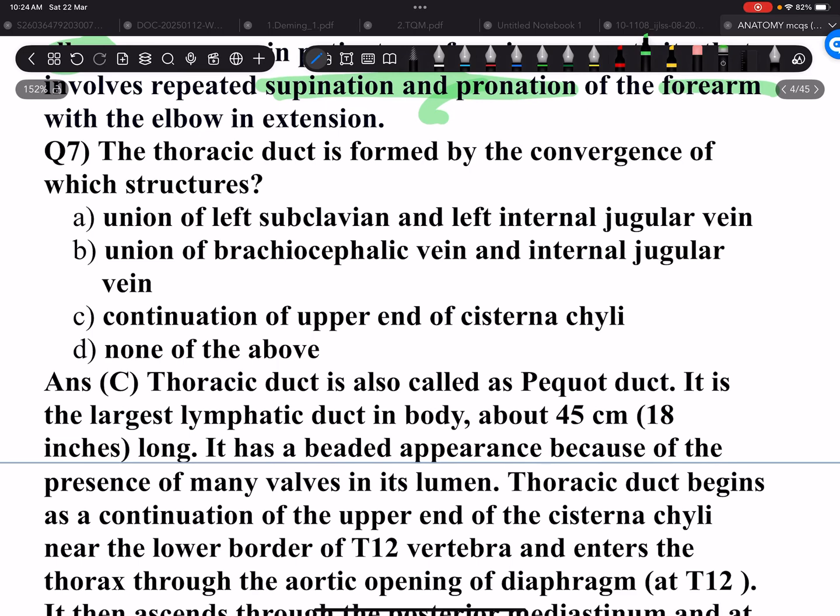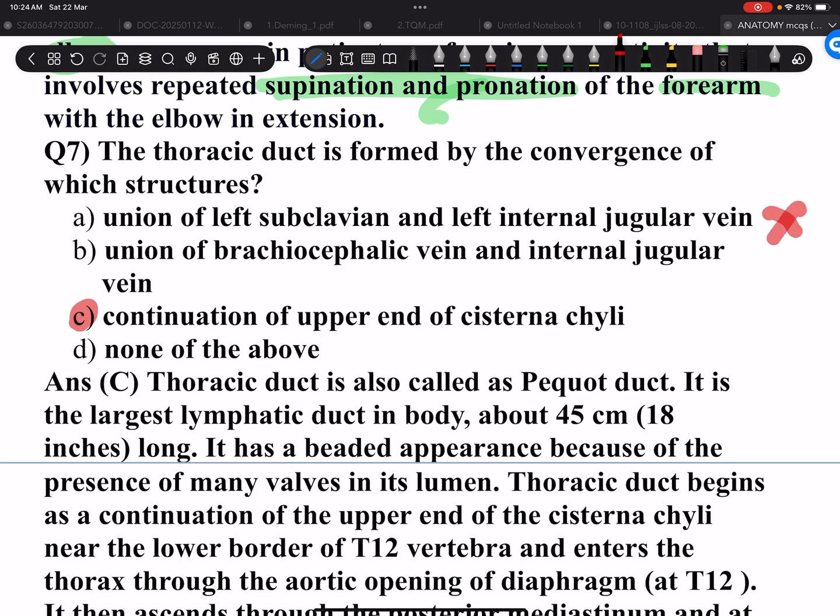The thoracic duct is formed by the convergence of which structure? You need to remember this properly. What is the answer? Now the answer is the continuation of the upper end of the cisterna chyli. We have a choice: union of the left subclavian and left internal jugular vein.